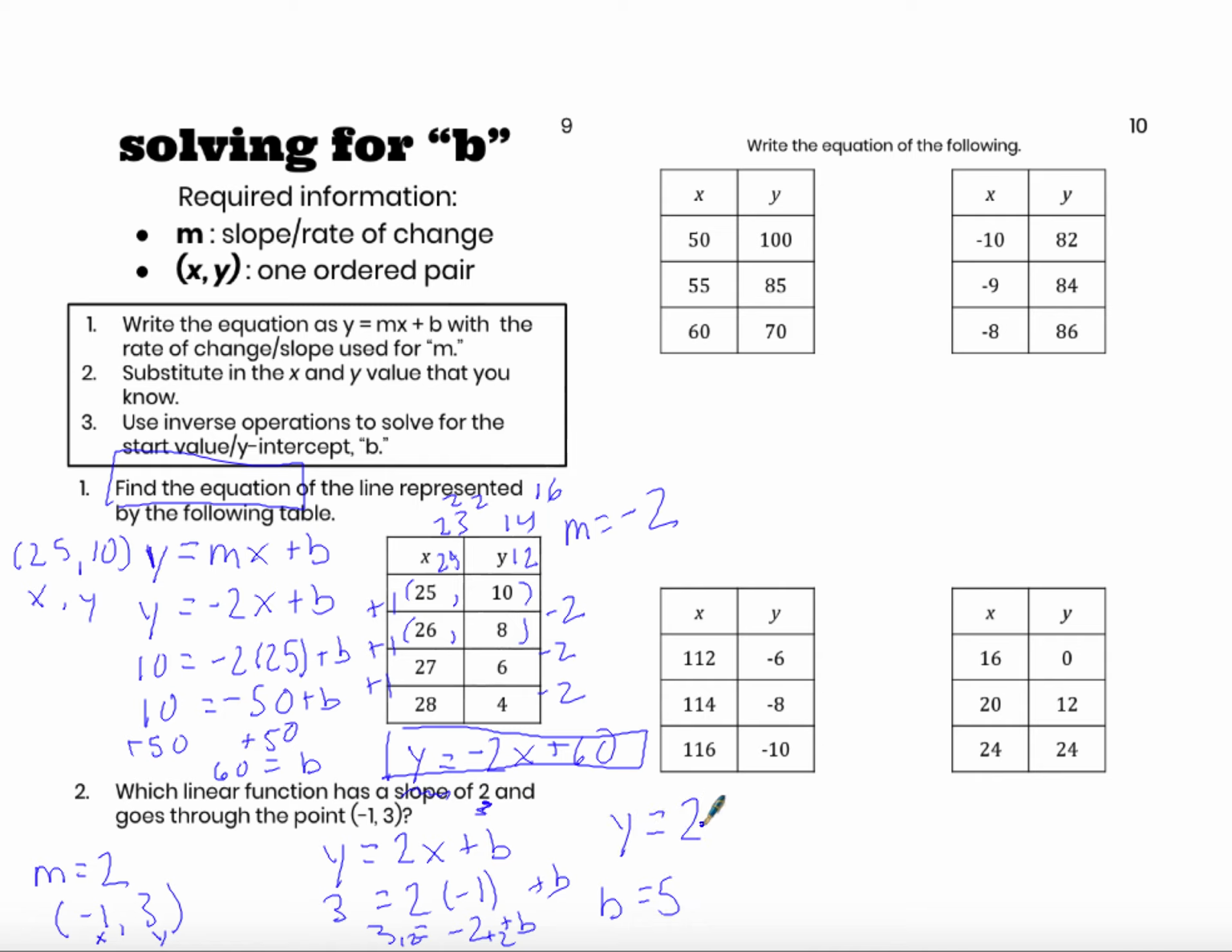Really important that you realize what you're being asked is for the equation. Y equals 2x plus 5. Y equals 2x plus 5 represents an infinite number of ordered pairs where you get y by multiplying x by 2 and adding 5, and one of those points is going to be -1, 3. 2 times -1 is -2, plus 5 does give me 3.